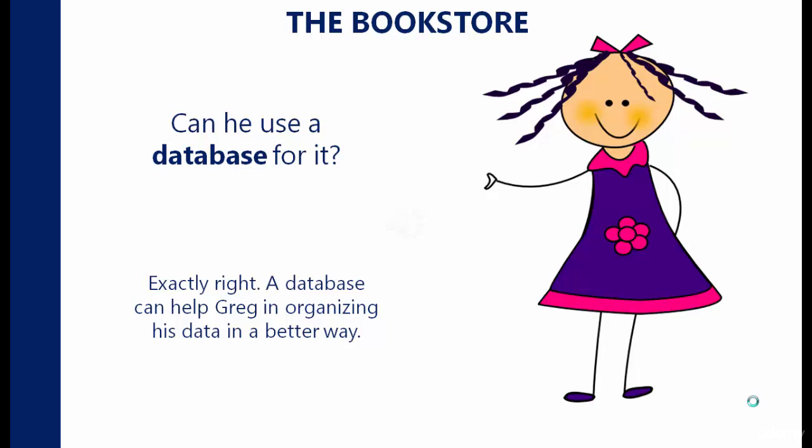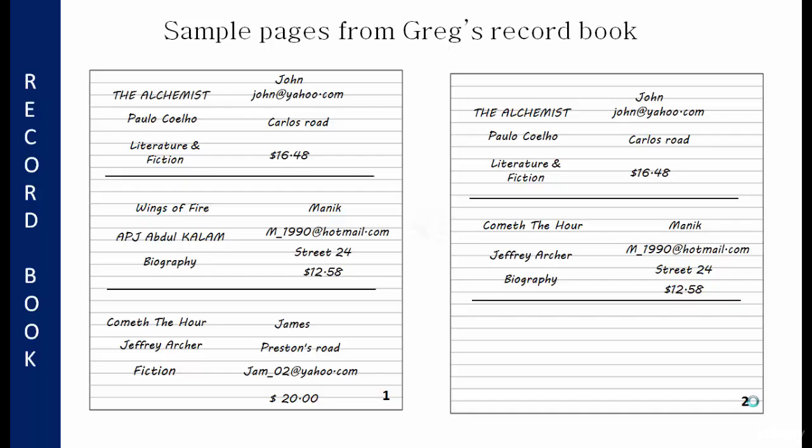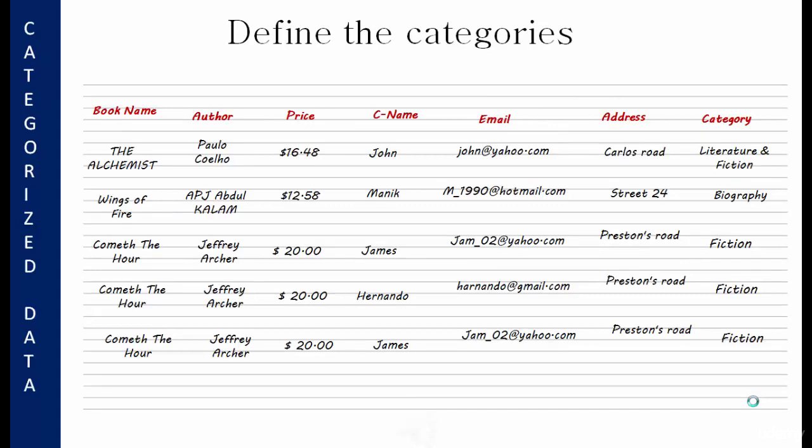But before we suggest anything to Greg and Jeff, we need to have a look at the record book they are managing. These are some sample pages we have taken from Greg's record book. If you see, Greg and team are managing records like name, author, category, and price of books, as well as the name of the customer. So before getting started with database, we need to categorize the data of the record book, and the same categorization can help us in providing the names of our database columns. So this is how we have categorized the record book data.